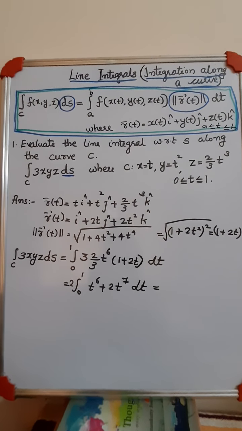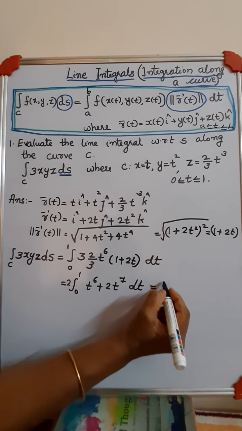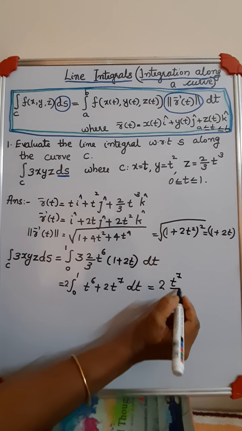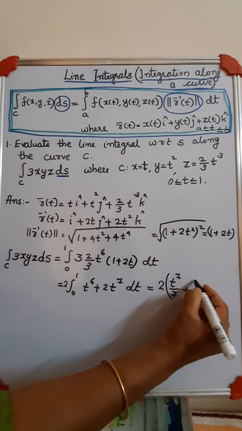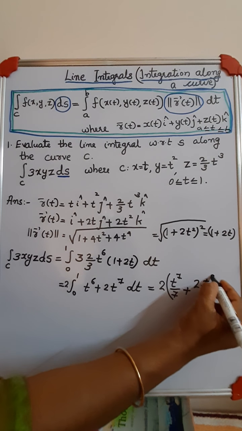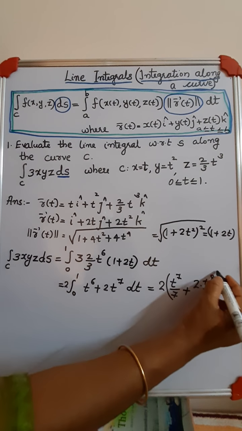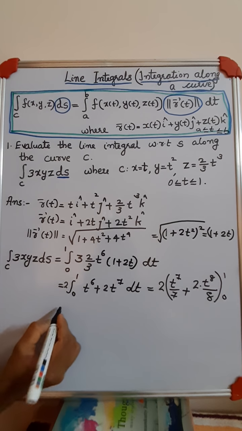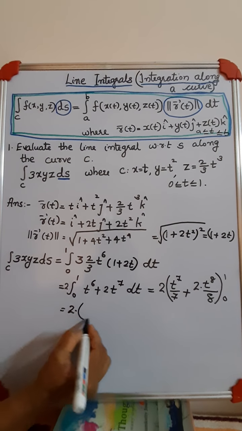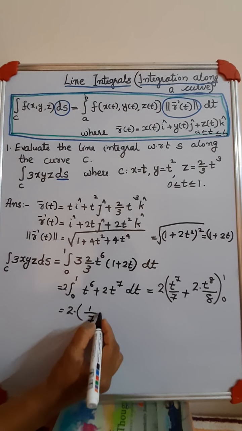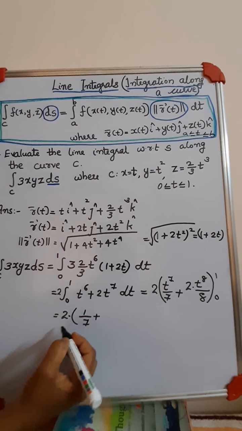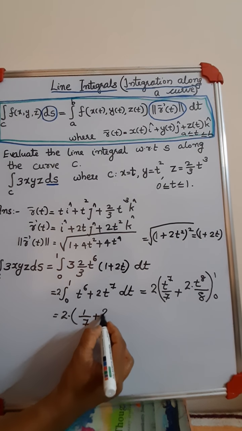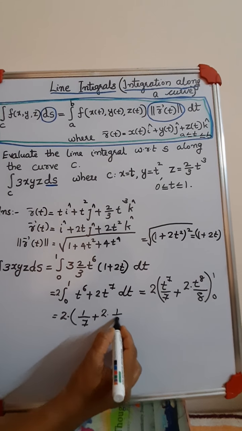Integral of t raised to 6 is t raised to 7 divided by 7, plus integral of 2 into t raised to 7 is 2 into t raised to 8 divided by 8, within the limit 0 to 1. That is equal to 2 into 1 by 7 plus 2 into 1 by 8.